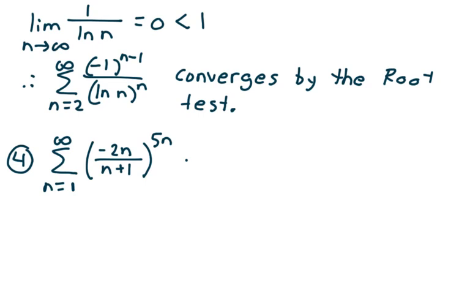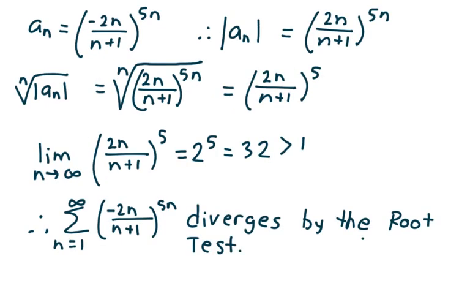Suppose we have the summation from n equals 1 to infinity of (negative 2n over n plus 1) to the 5n. Okay. Now, over here, a sub n is (negative 2n over n plus 1) to the 5n. The absolute value of a sub n is (2n over n plus 1) to the 5n. So the nth root of the absolute value of a sub n is the nth root of (2n over n plus 1) to the 5n.